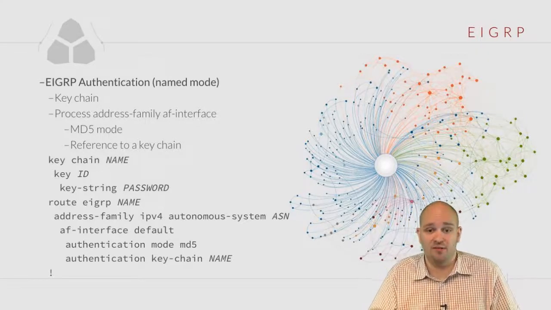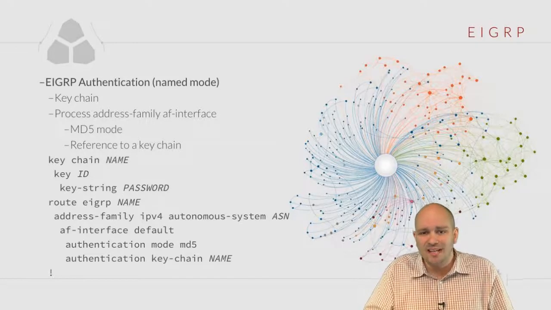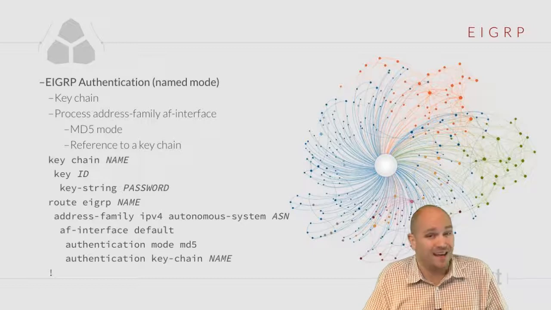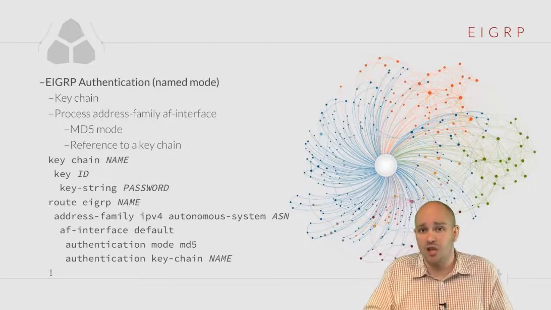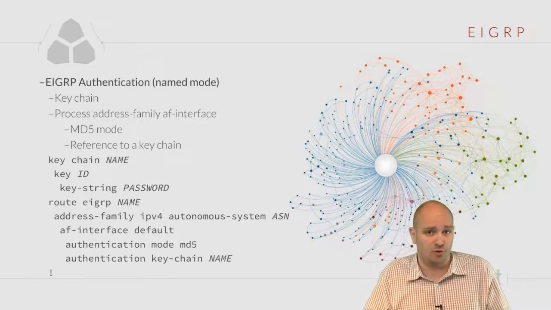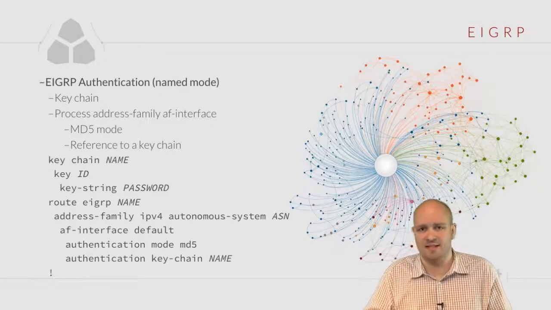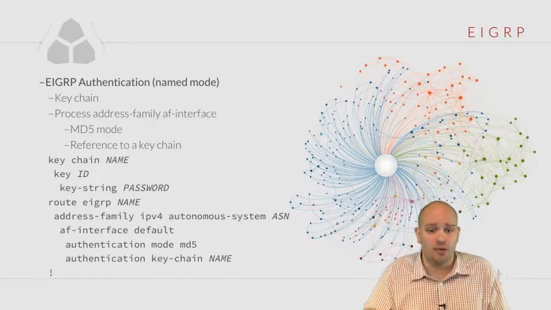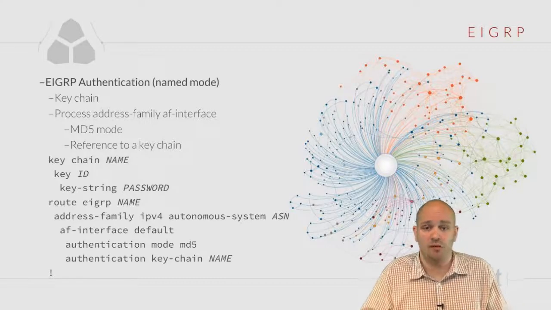Now, using AF interface default allows us to easily configure authentication on all the interfaces enabled for EIGRP. This is not available under the EIGRP numbered configuration mode. Pretty interesting advantage, if you ask me. So let's take a look at the example. Again, we are configuring the keychain name, the key ID, the key string, and specifying the password.